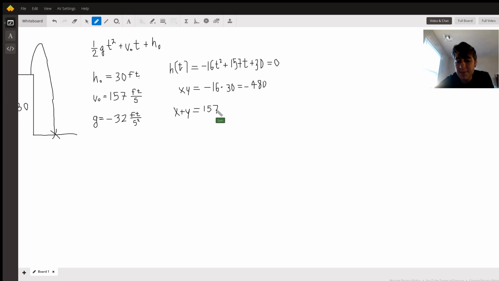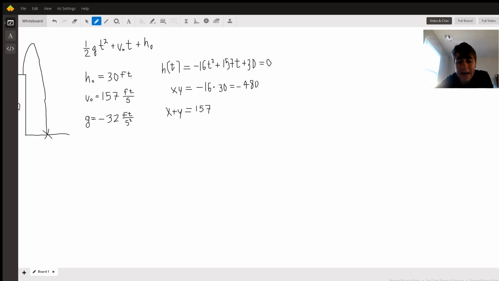Since our product has to be negative and our sum has to be positive, we know that either X or Y, one of them must be positive and one of them must be negative. So we want to think of factors of 480 that differ by 157. This might be a little difficult, but in fact, it's not very difficult at all, because what is 157 but 160 minus 3? So we found our values for X and Y that we can break up our middle number into, and that's exactly what we're going to do.